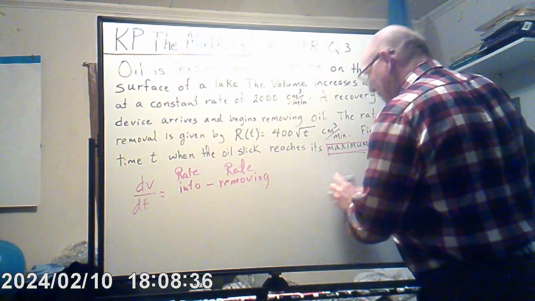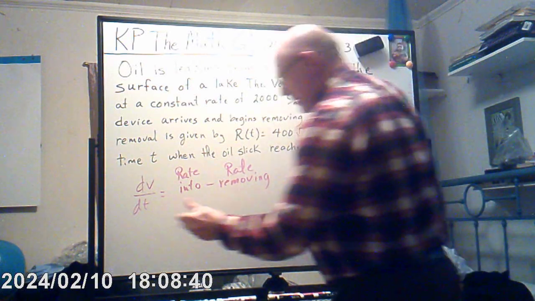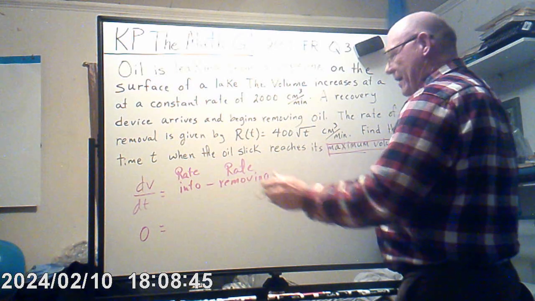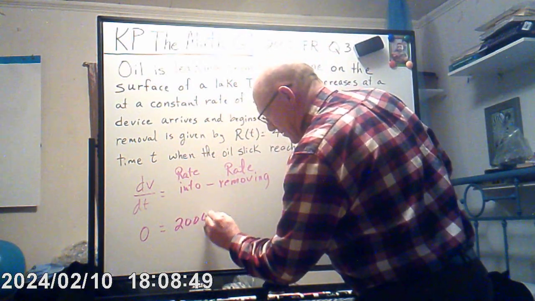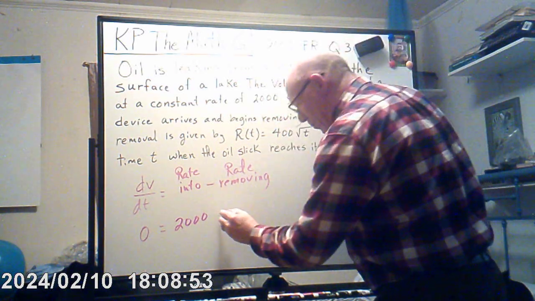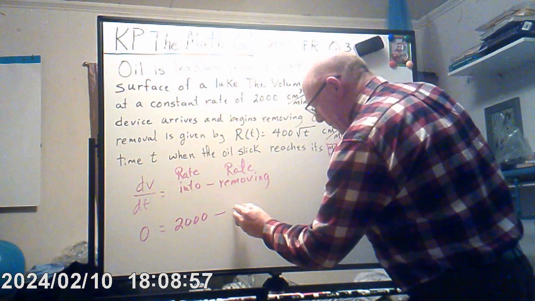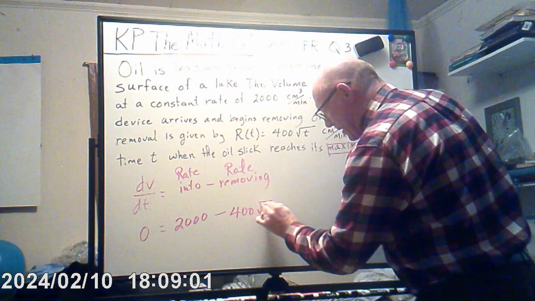Now, we want this to be equal to 0. The rate into the lake is 2,000 cubic centimeters per minute. We won't put the units there at this time. So minus 400 times the square root of t.